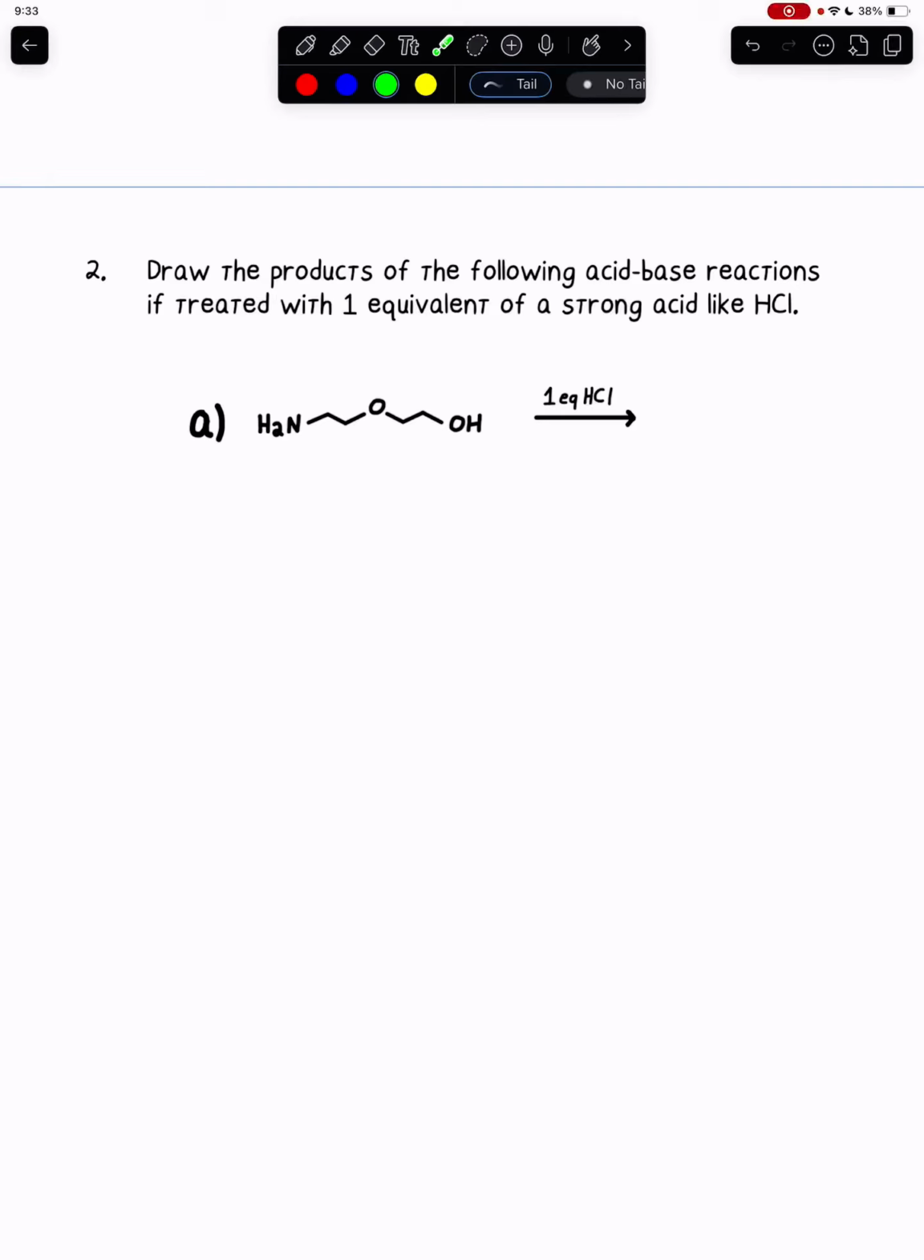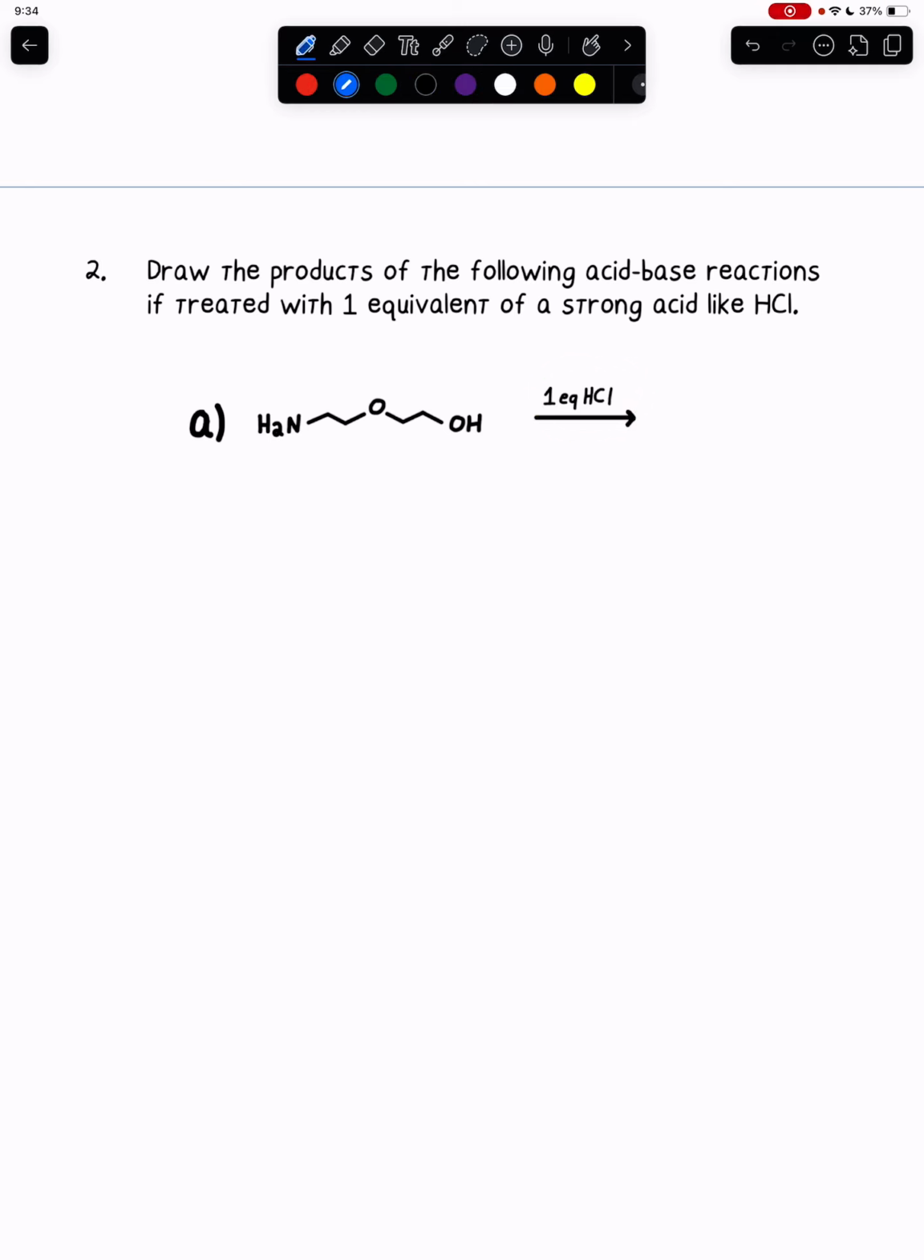In this question, you're being asked to draw the products of the following acid-base reaction if treated with one equivalent of a strong acid like HCl. So it's just saying one HCl is going to react with this species here. HCl is an acid.